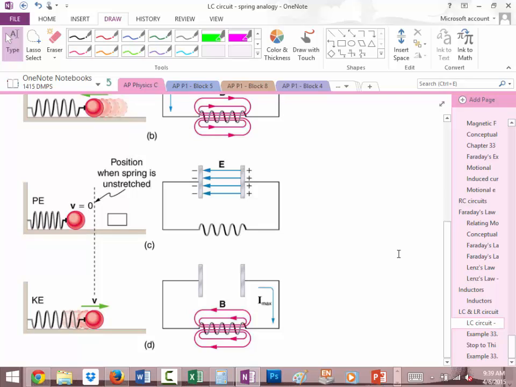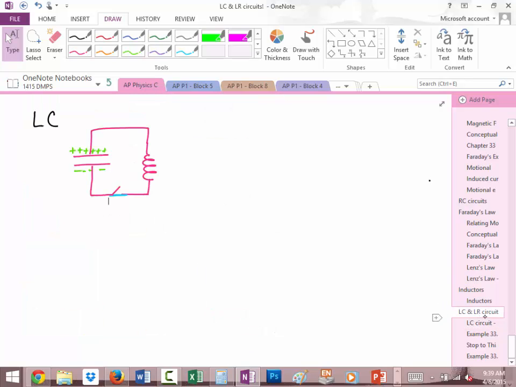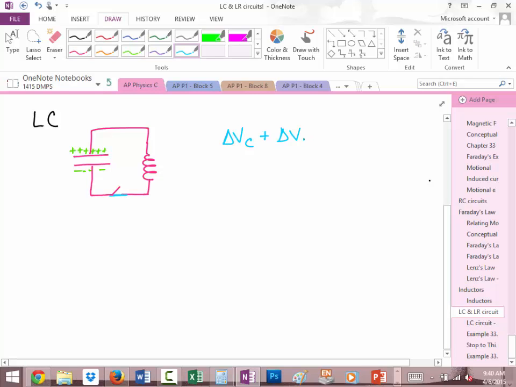So let's look at it numerically a little bit, and we'll see how that actually happens. As soon as I close the switch, I've now got a loop of a circuit, which means I can apply Kirchhoff's rules, the loop rule in particular. And the loop rule says what? Voltage around has to be 0. So we'll say the voltage on the capacitor plus the voltage across the inductor has to be equal to 0.